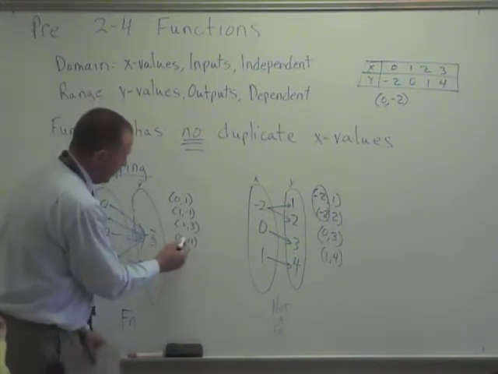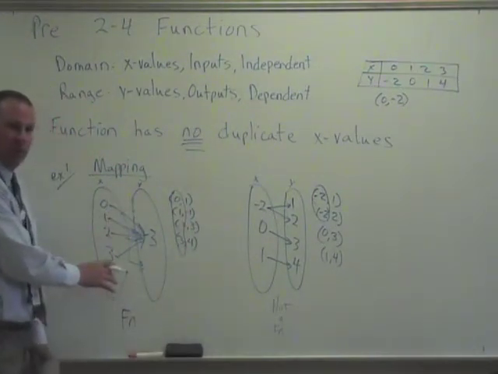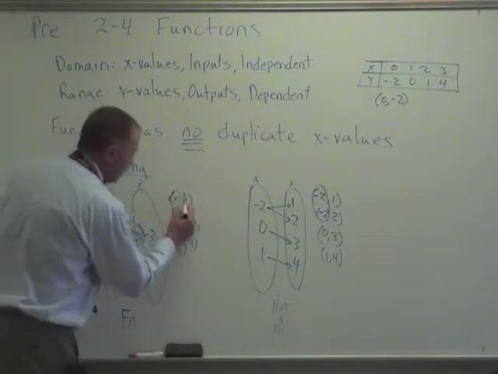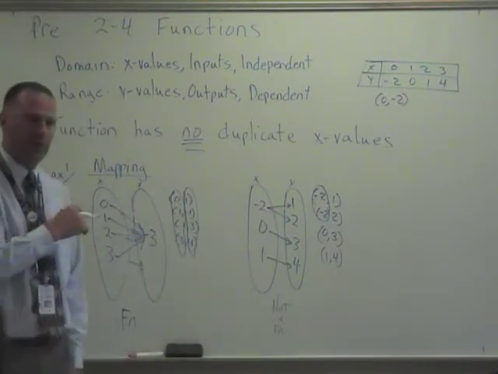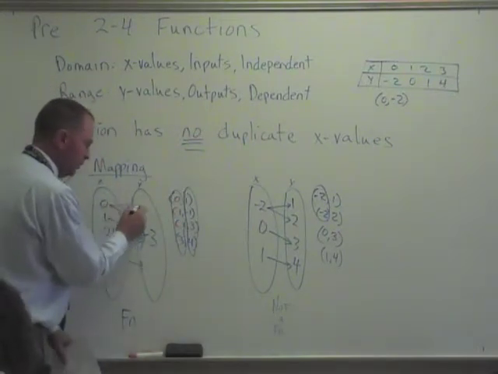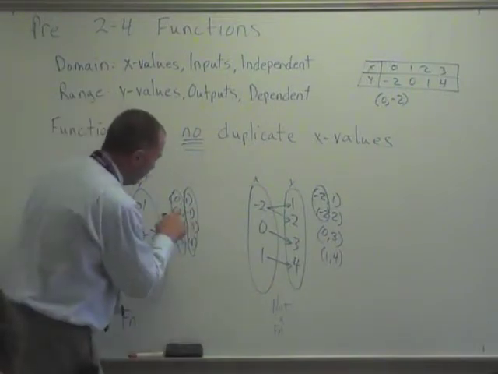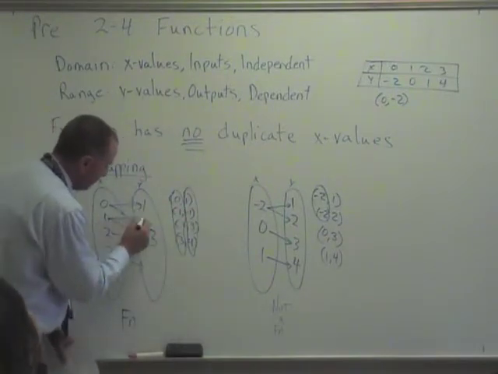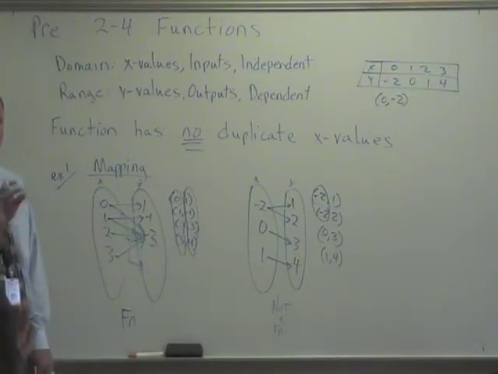And what you do is you take all of these and you put them in a circle right here. And then you're going to take all of these, those are your y values, and you'll put them in the range circle. And then you got to draw the arrows. 0 goes with 1, so you draw 0 to 1. You draw an arrow. Okay? Then you have a 1 goes with negative 1, so you draw the 1 to the negative 1 and put an arrow. And that's how you would do that.